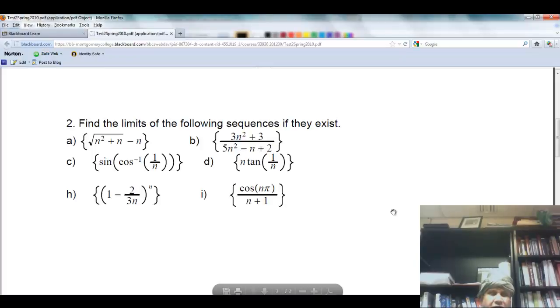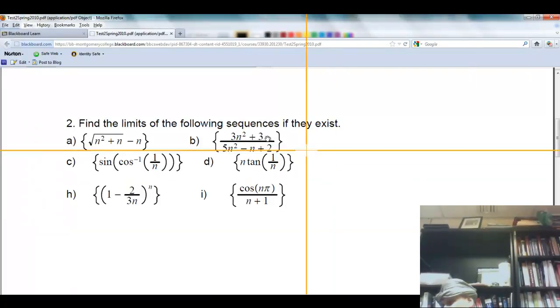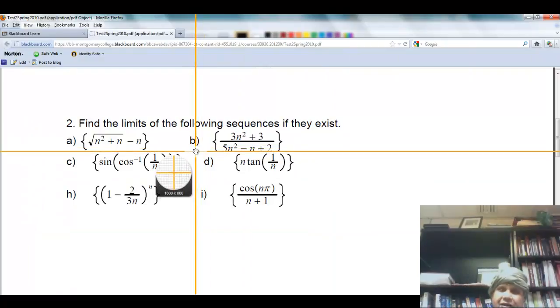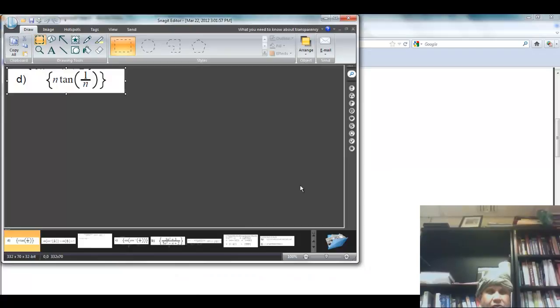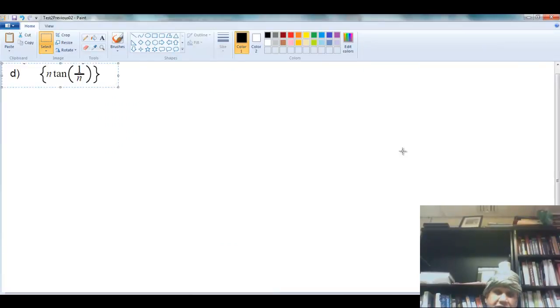Because the range of cosine inverse is what? 0 to pi, right? And this equals what? 1. So that makes sense.